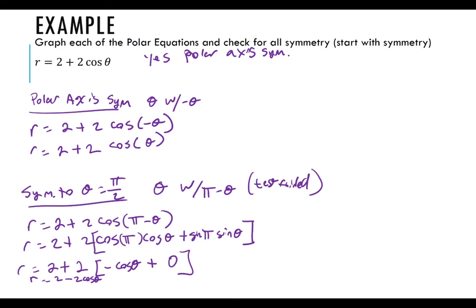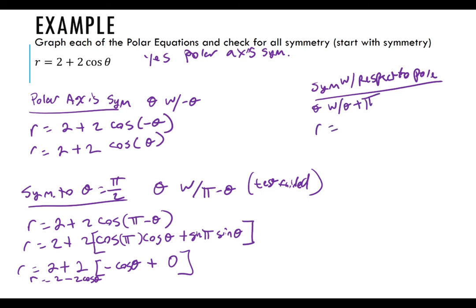So now let's do the last symmetry test, symmetry with respect to the pole. Remember that for that one we're going to replace r with negative r, or theta with theta plus pi. And so for this one, I think replacing theta with theta plus pi is going to be a little easier, because then we can use our identity.